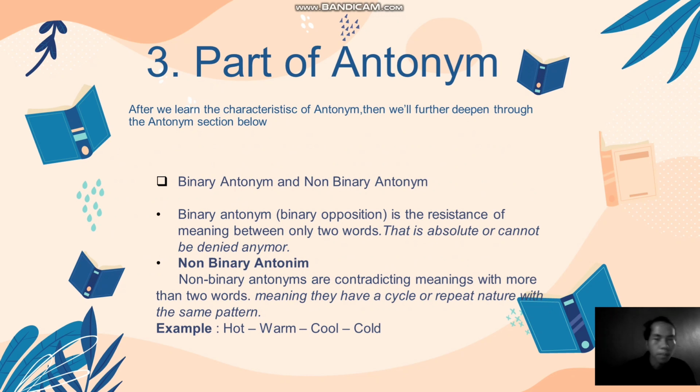Three is about parts of antonym. After we learn the characteristics of antonym, now we will go through the parts of antonym. The first one is binary antonym and non-binary antonym. Binary antonym is the resistance of meaning between only two words that is absolute or can't be denied anymore. Non-binary antonyms are contradicting meanings with more than two words, meaning they have a cycle or repeating nature with the same pattern. Example: hot between warm, cool between cold.